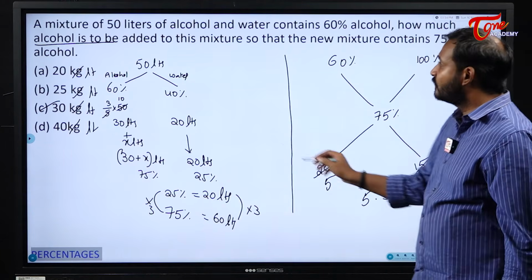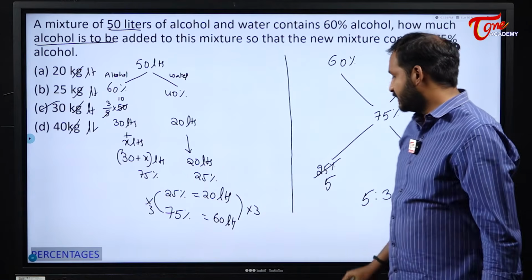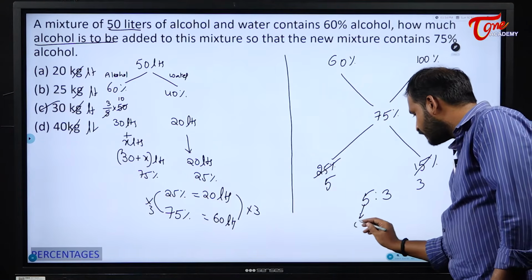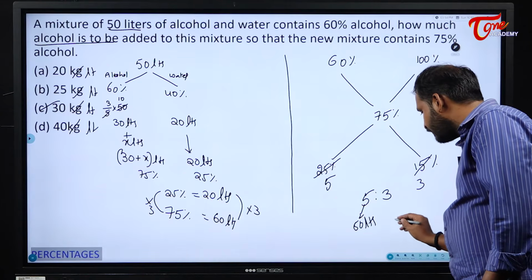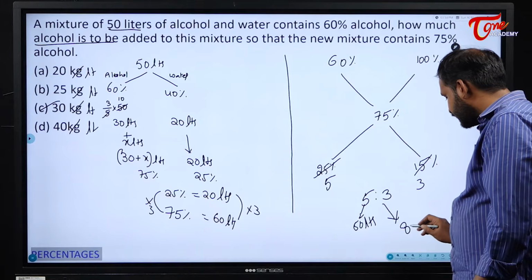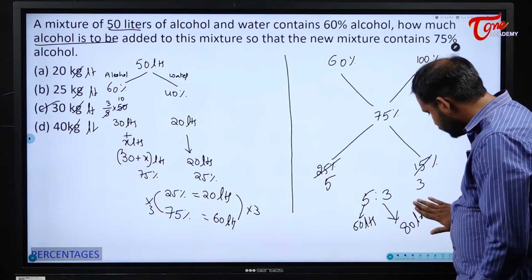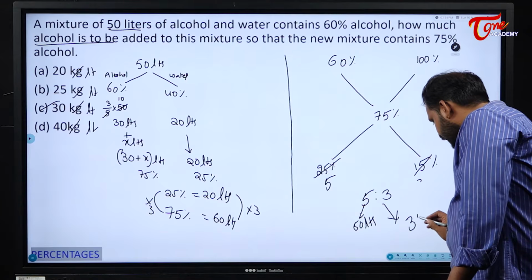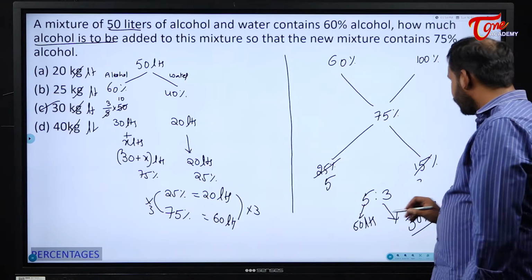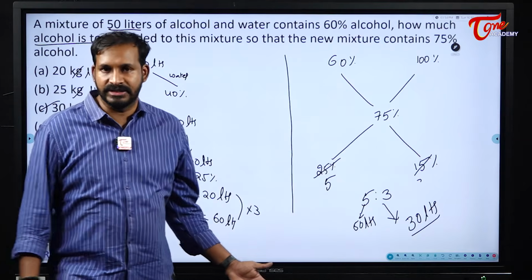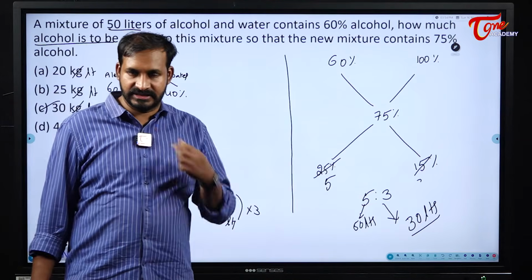This 60% is, according to the question, 50 liters. That means 5 parts is 50 liters. Now tell me what these 3 parts will be? These 3 parts will obviously be 30 liters. That means you need to add, sorry, it came as 80. That means this should be equal to 30 liters. That means you need to add 30 liters of alcohol to this already prevailing mixture to make it 75%.